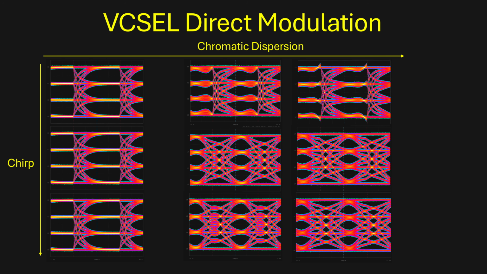All of these problems are manageable for low baud rates, PAM2, and short distances. However, for high data rate, medium and long distance single mode fiber, we need the improved performance of edge emitting lasers and external modulation.